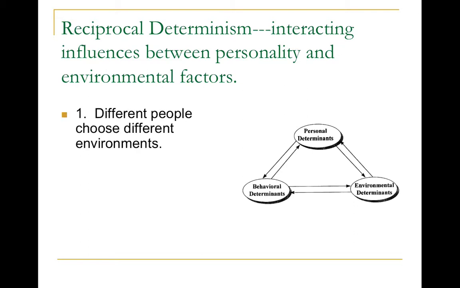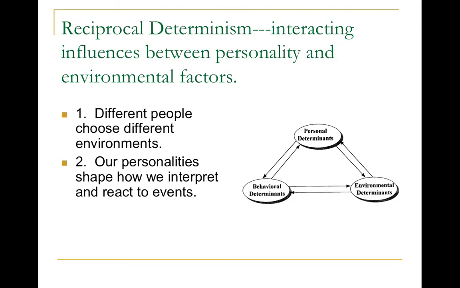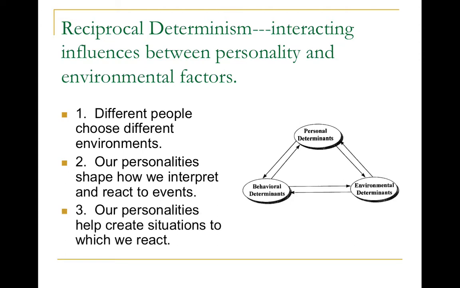Bandura called the process of interacting with our environment reciprocal determinism. So he believed that these three things, personal determinants, behavioral determinants, and environmental determinants, all interact and influence our experience of our environment around us. So the first one is that people choose different environments if you're looking at the environmental determinants.